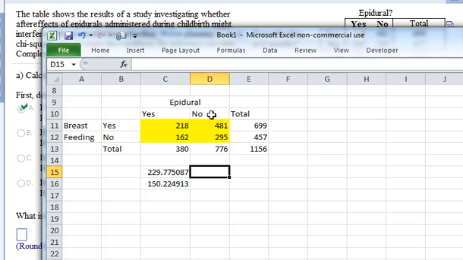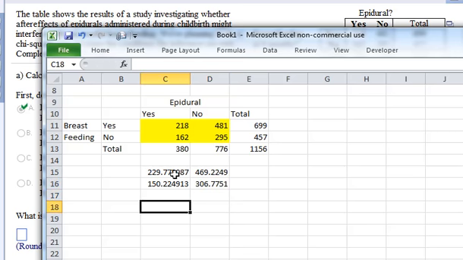Now to get the no to the epidural and yes to the breastfeeding, you're going to do equals 699 divided by the 1157. So you're going to do the row total for yes breastfeeding divided by the total number, and then multiply that by the total number of no's that you had for epidural. And that's your expectation, and then you do the same thing to get no epidural and no breastfeeding. You're going to do the row total divided by the total for the study, and then you multiply that by the total for no's to epidural, and that gives you your expected values.